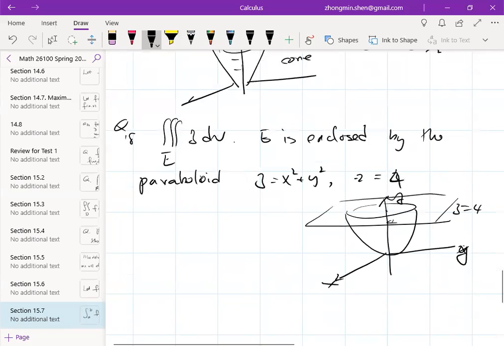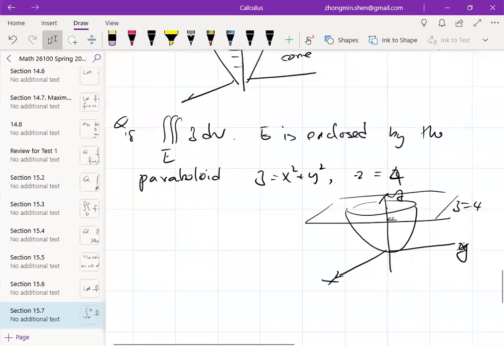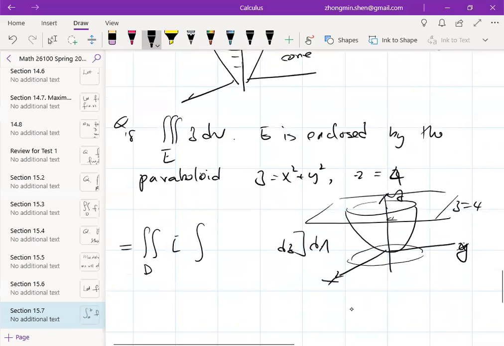There are two different ways. Let's set up the integral. We can use the integral like that, with dA and dz. So look at this: the projection to the xy plane. This D is going to be x and y, with x squared plus y squared less than or equal to 4, right? Clear? Yes.